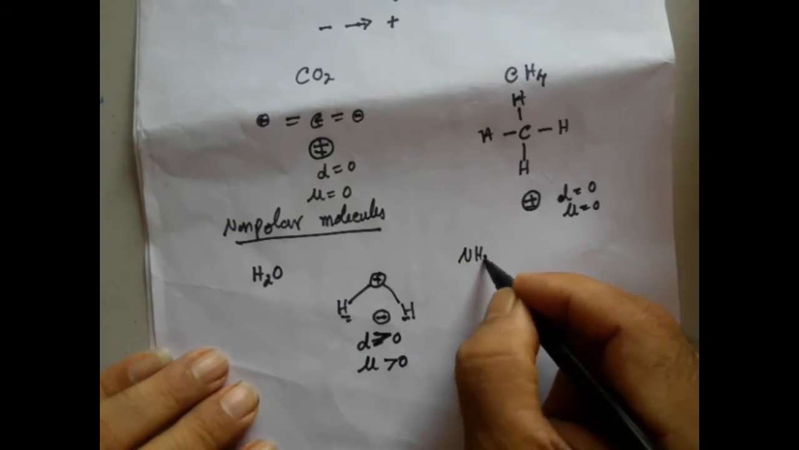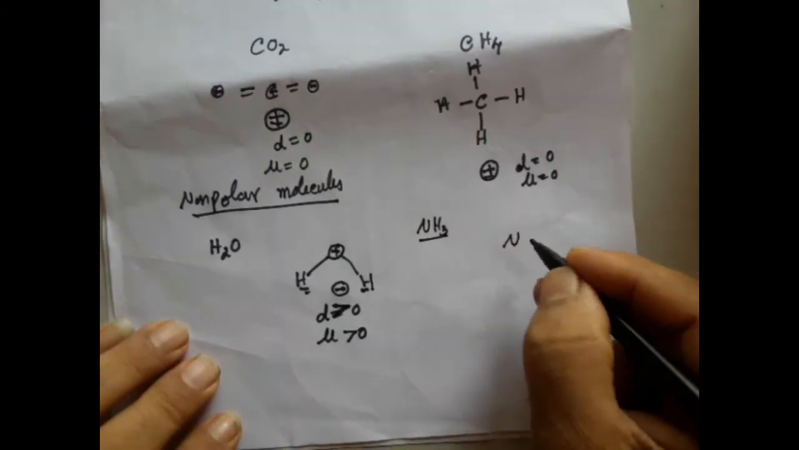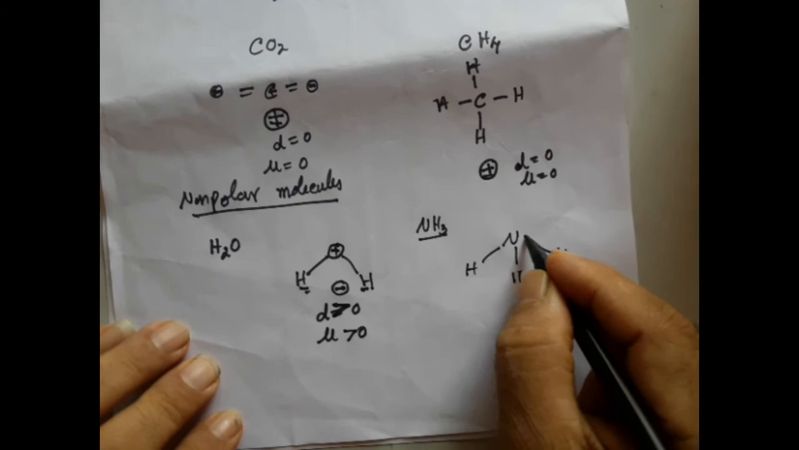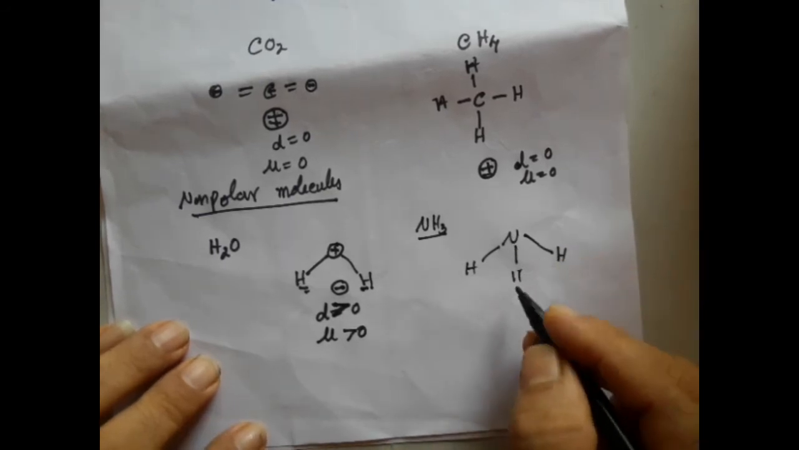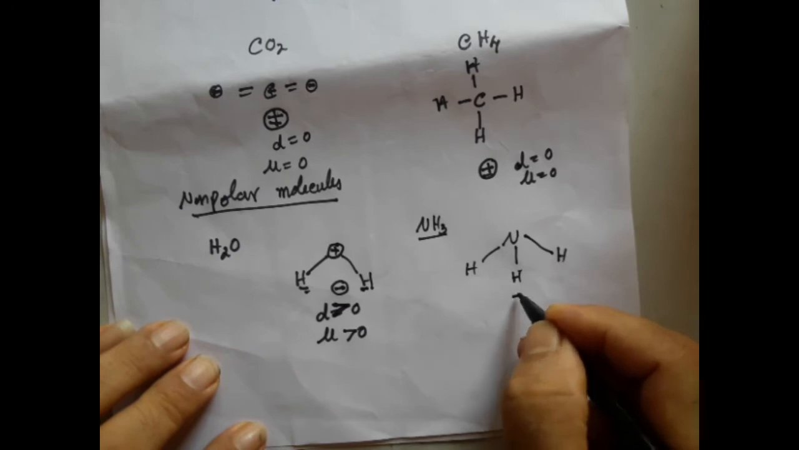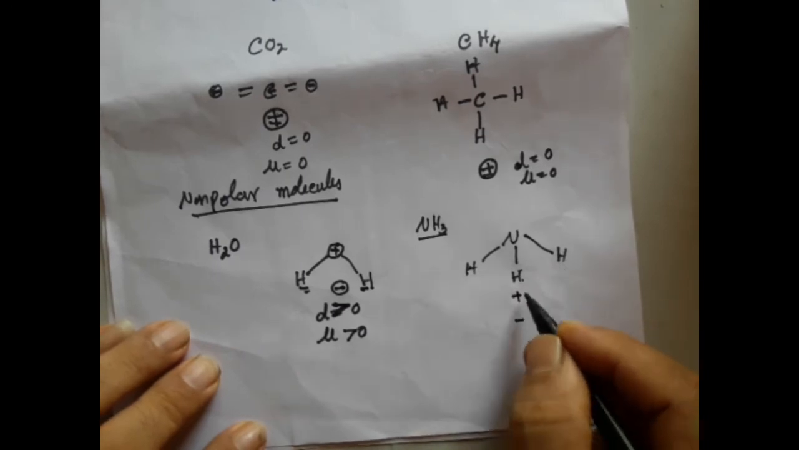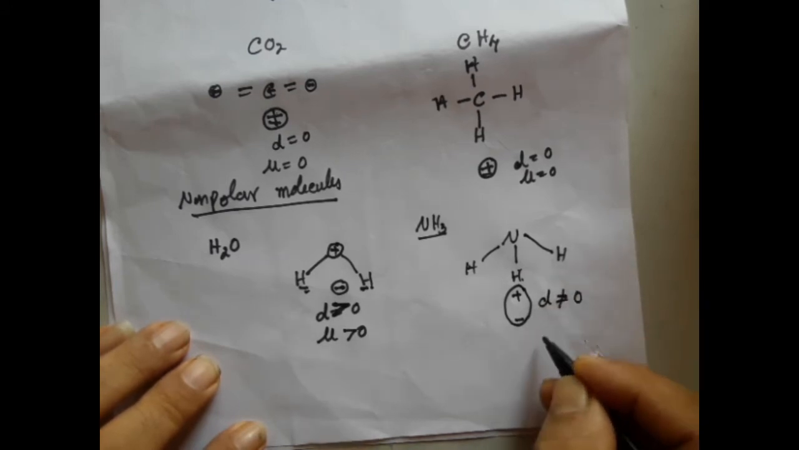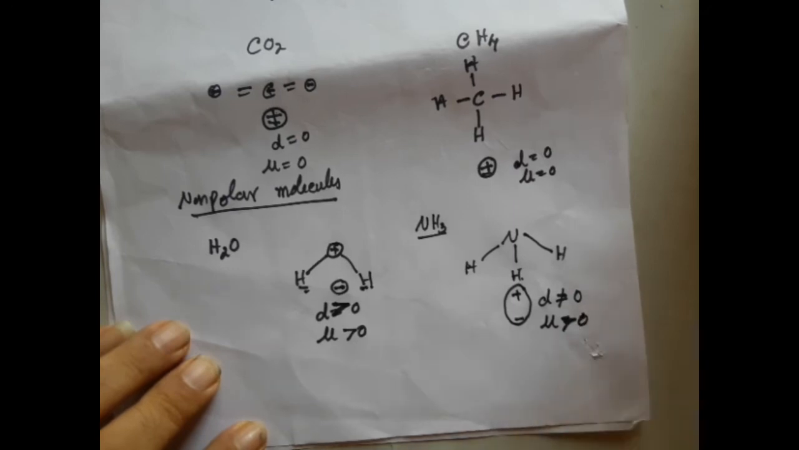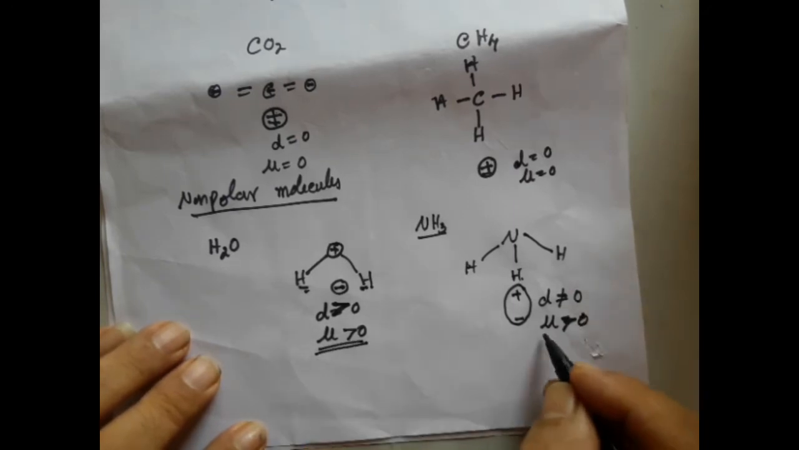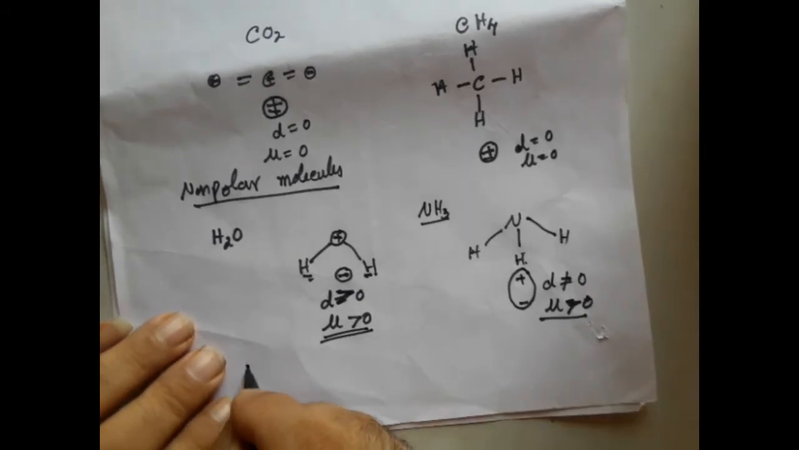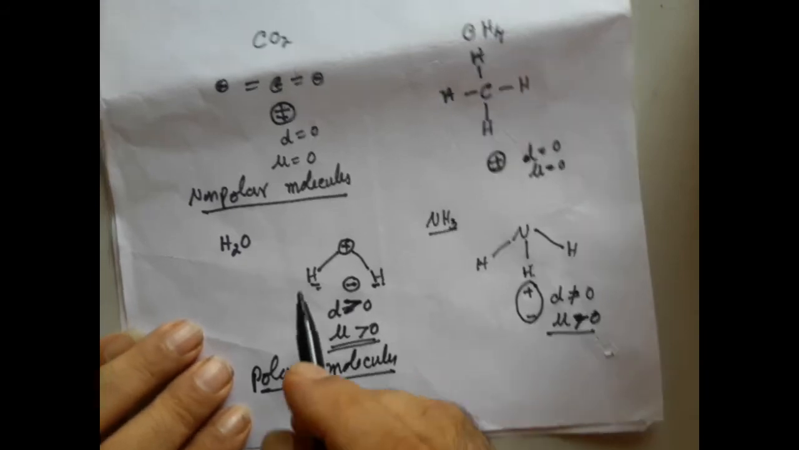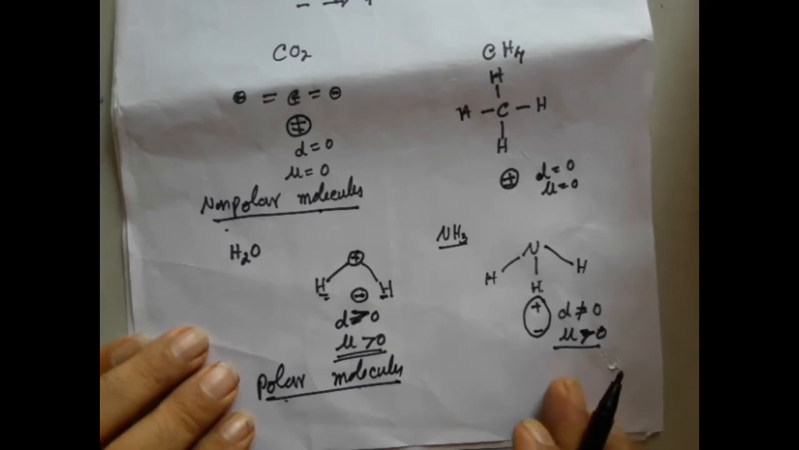Take the second example, ammonia, NH3, where we have a nitrogen atom and there are 3 hydrogen atoms around it with the following structure. And if you assume that nitrogen is positive and these hydrogens are negative, the effective centers are once again going to have a distance of separation. Hence, it is also going to exhibit a dipole moment. Therefore, those molecules where the dipole moment is not equal to 0 are what we call polar molecules. Therefore, materials are generally divided into either non-polar molecules or polar molecules.